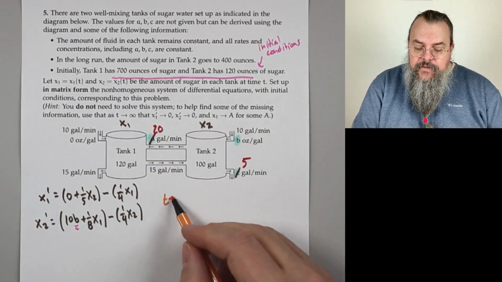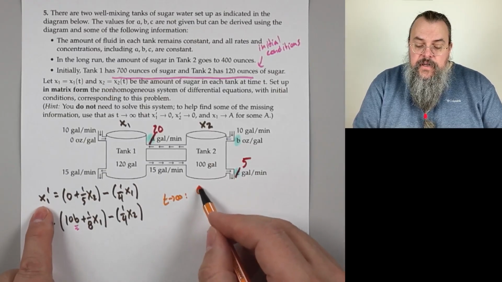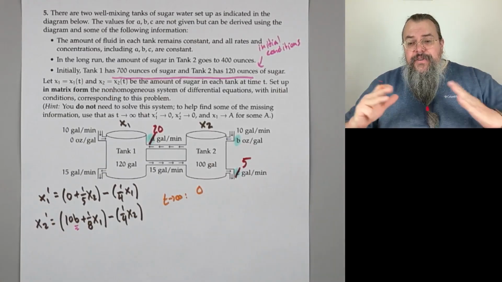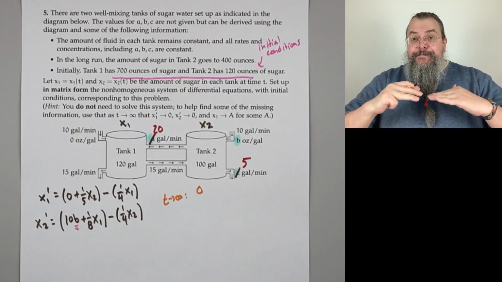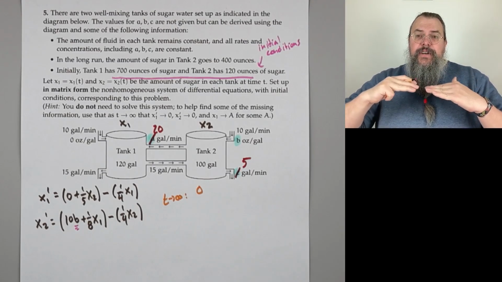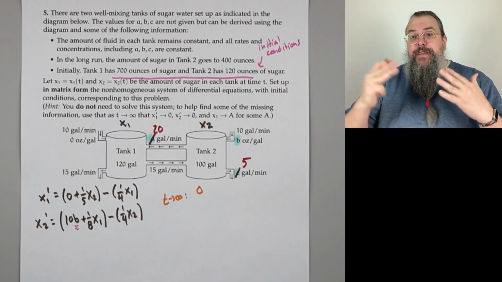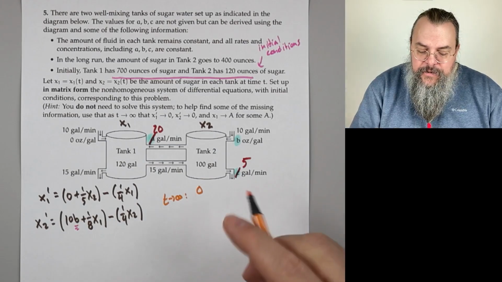So t goes to infinity. We'll have that go to 0. And really, what that means is in the long run, things stabilize. The amount of sugar is going to converge to some value, so it's not going up or down, it's staying level. That's what it means when we say something goes to 0.